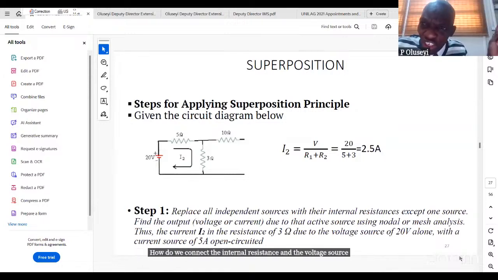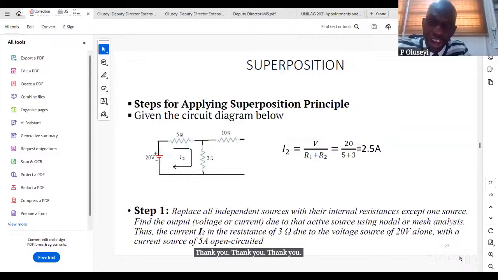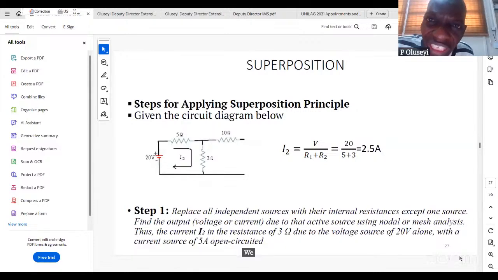In your secondary school physics, you connect it in series. So it is believed, it is assumed, and it is expected that this resistance, because it's connected in series with the voltage source, will be its internal resistance.